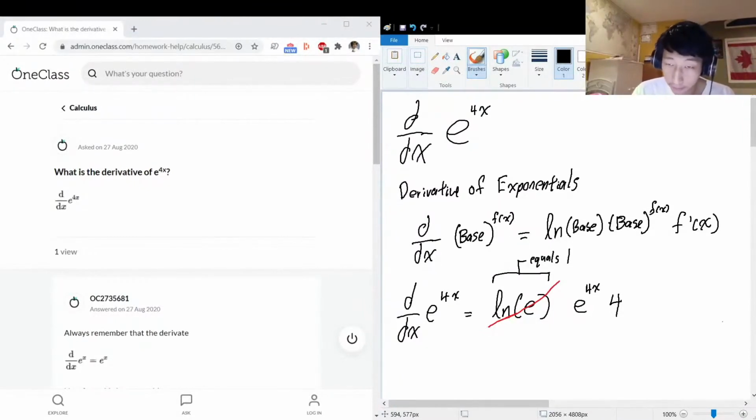So it's just 4e^(4x). It'll typically be written like this. We like putting the numbers in front because that's just the way we feel like doing it. And the result is 4 times e to the power of 4x. It really is that simple.